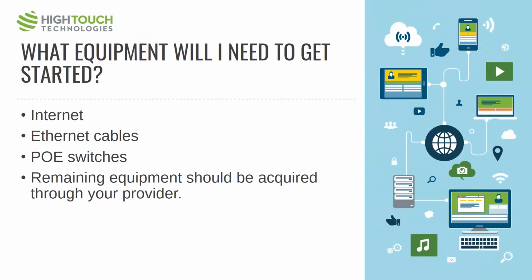All right, so what equipment will I need to get started? First, you'll need the internet. You'll need Ethernet cables. You'll need PoE switches, which are power over Ethernet switches. This is what's used to power the actual phones, and they are usually supplied by the customer, not the cloud provider. However, remaining equipment should be acquired through your provider.